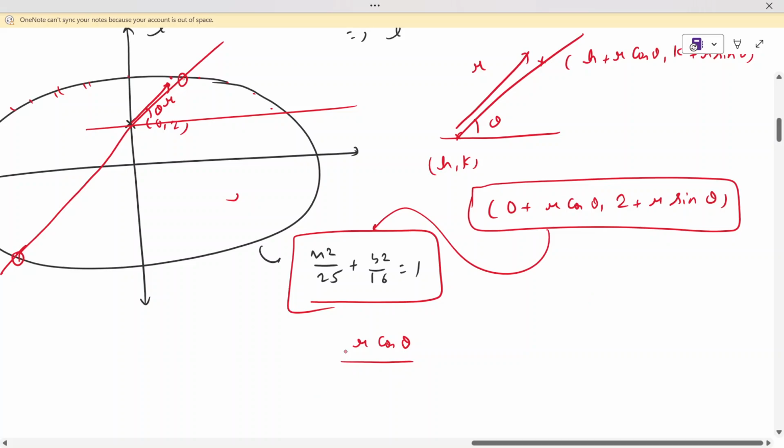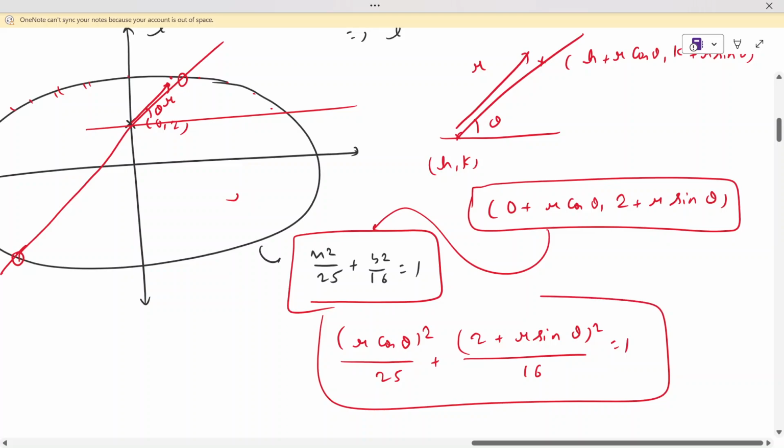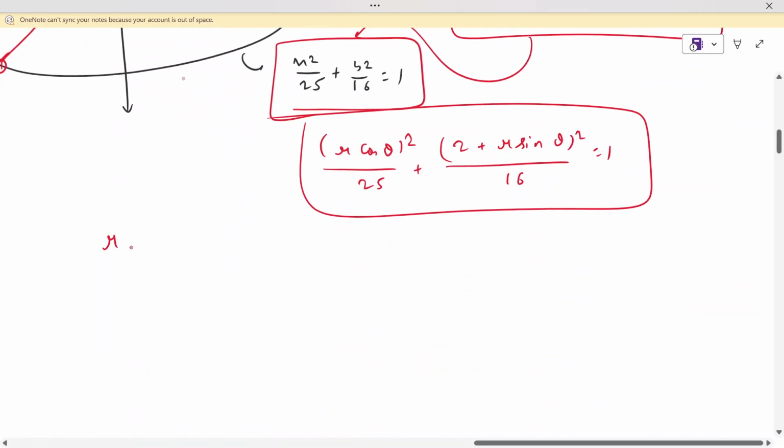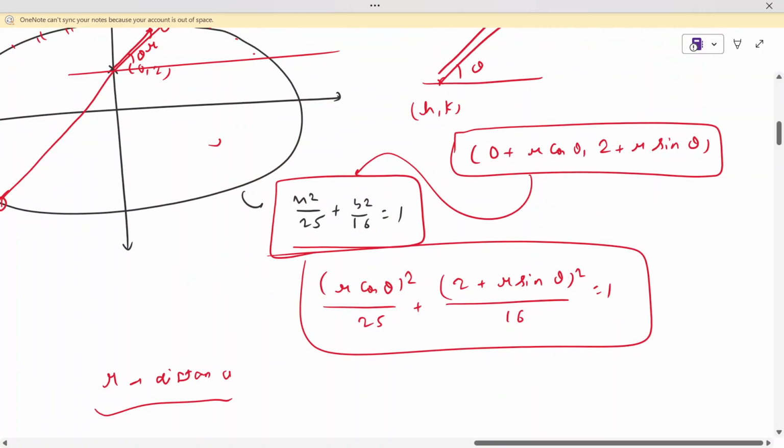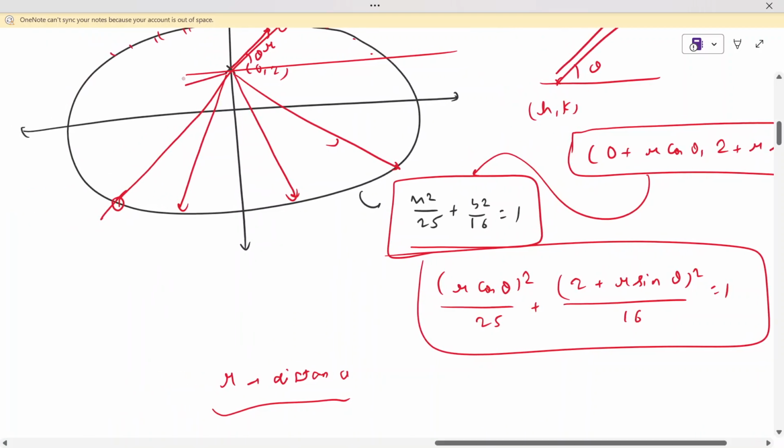So (r cos theta) squared upon 25 plus (2 plus r sin theta) squared upon 16 should be equal to 1. And r is the distance. This r will be the distance of this particular point from the ellipse, right? The distances which I'm getting are the distances from the ellipse. You're getting what I'm doing.